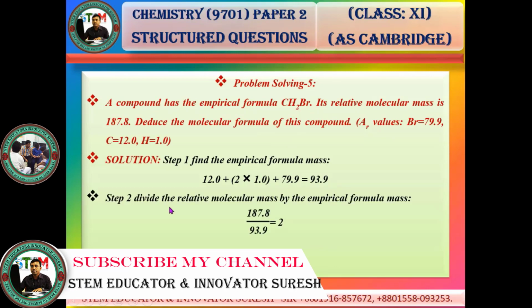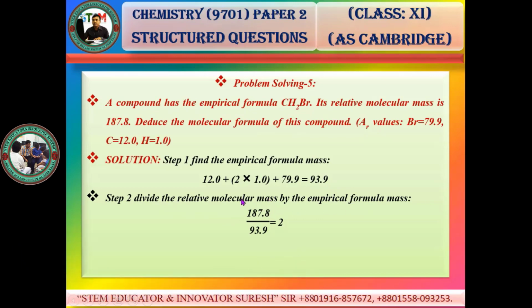Step 2, divide the relative molecular mass by the empirical formula mass, and it becomes 187.8 divided by the empirical formula mass, which we already got as 93.9, and it equals 2. You will see by using your calculator it is not exactly 2, but we have to convert it to the nearest whole number. Okay, mind it, you have to remember we have to convert values to the nearest whole number.